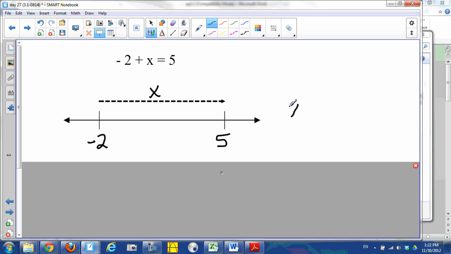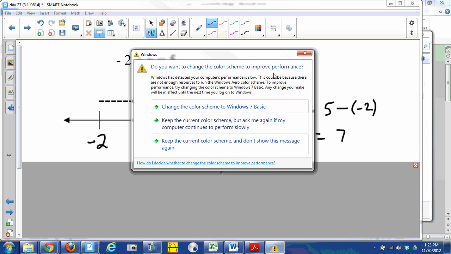We could look at it as x equals the difference between 5 and -2, which is, of course, 7. Now, probably you could see that there are 7 spaces between -2 and 5 without having to think about it as a subtraction problem. But really, that is sort of what it turns into.